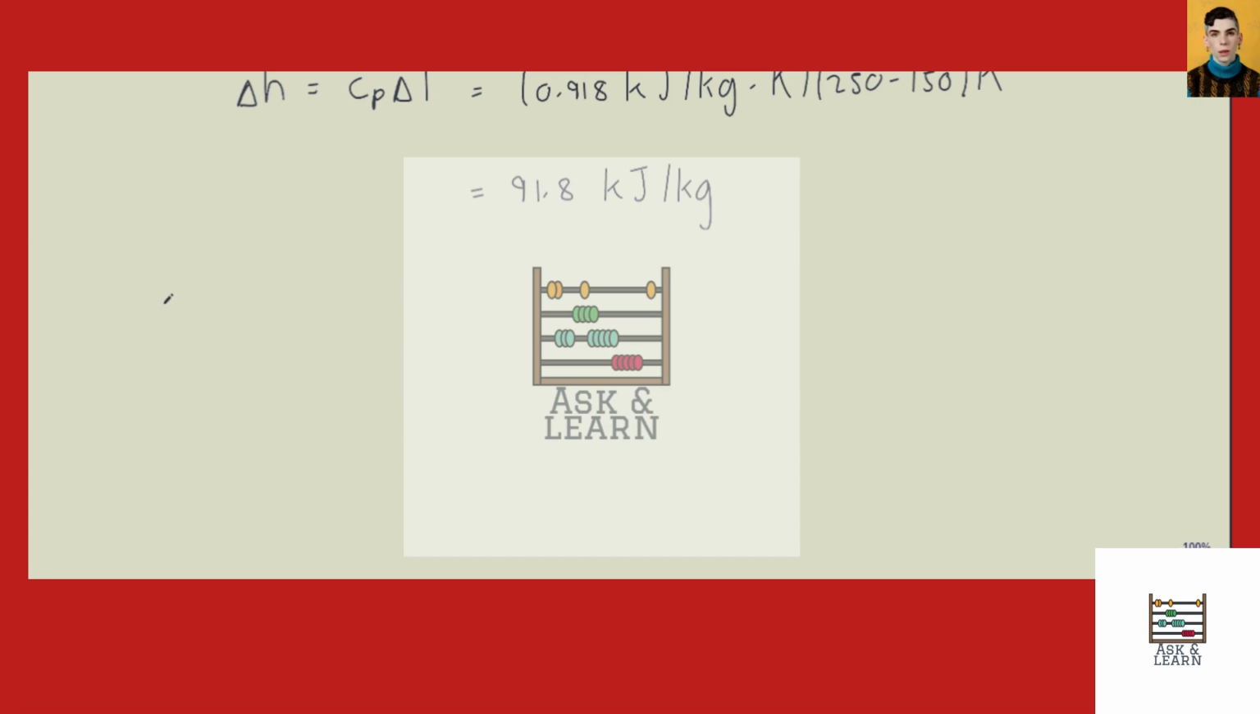However, remember that specific heat varies with temperature, and if we use the specific heat values from our tables, then we get that Cp is equal to 0.964 kilojoules per kg Kelvin at 200 degrees Celsius and is equal to 0.934 kilojoule per kg Kelvin at 100 degrees Celsius. So we can see this value varies.